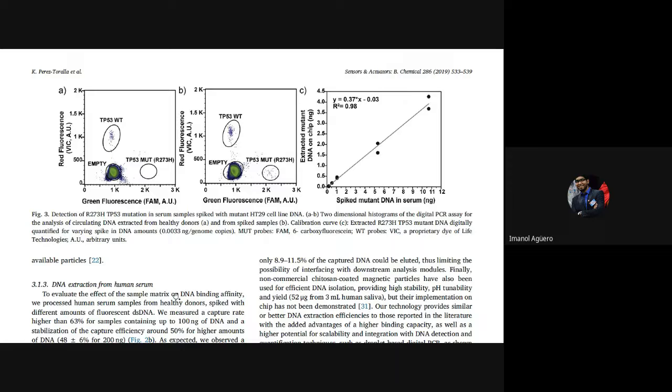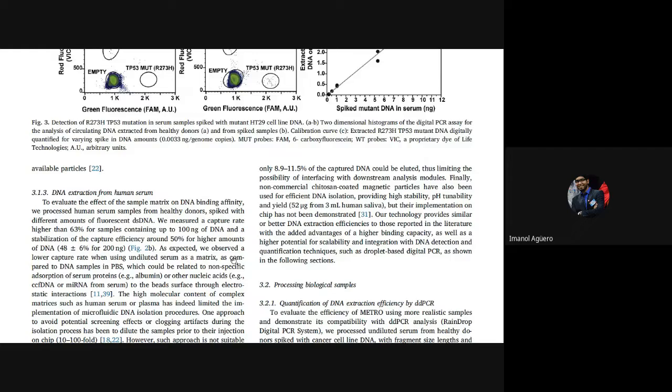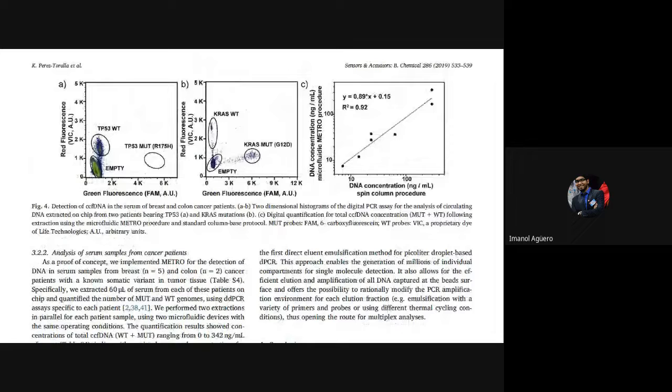The same experiment was carried out, but with some patient serum samples that have breast cancer and colon cancer in this figure, and they tried to detect correlations in obtained values in chip based DNA concentration and in conventional spin column. And they obtained high values of positive correlation.